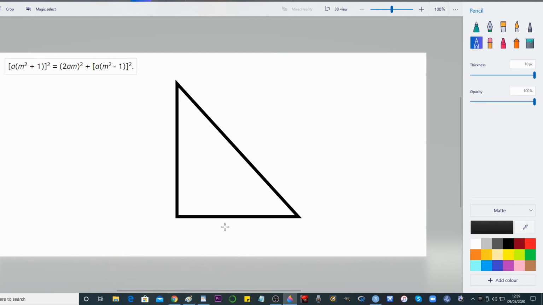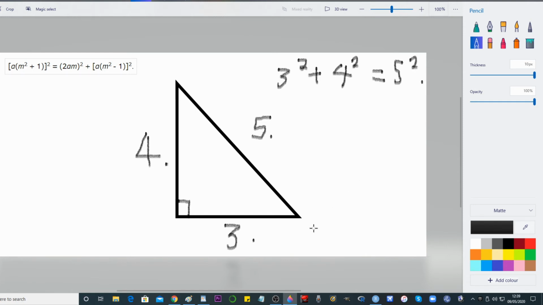If the base of the triangle is 3, put a little right angle here, and the height of the triangle is 4, then the hypotenuse will be 5. So these little groups of 3 integers where you can write things like this, they're called Pythagorean triples, and there's an infinite number of them.